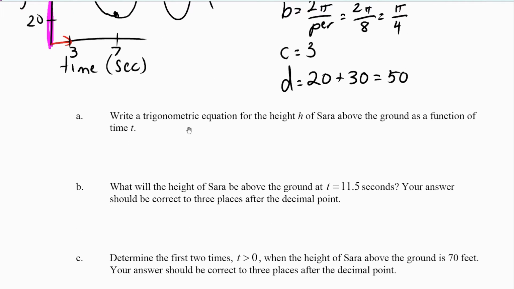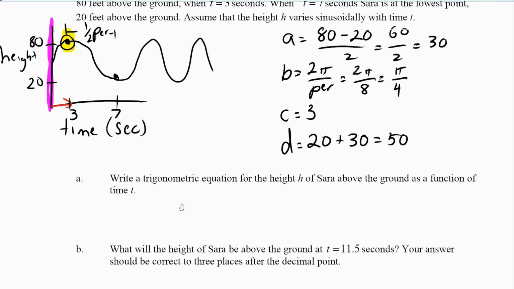So let's move on to part A. It says write a sinusoidal equation. So I'm going to start with that point. It's also going to be positive if I choose cosine. And you want to choose cosine because it just makes things a lot easier. So we're going to start off with the amplitude, 30. Then we're going to write down cosine.